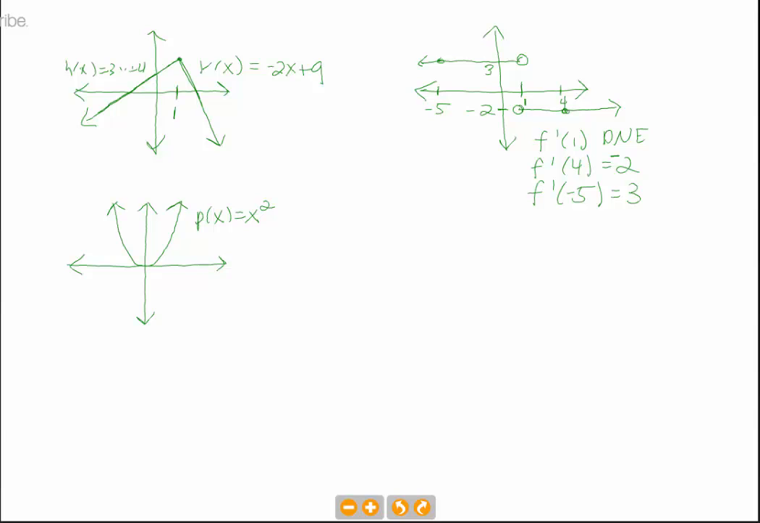Now, when you graph these derivatives, I will tell you the easiest points to graph are the ones that are the zeros. That kind of gives you an idea. So at x equals 0, I know my slope is 0. So I'm going to put a point at 0. I know my slope is 0. So I'm going to say that p prime of 0 is 0.